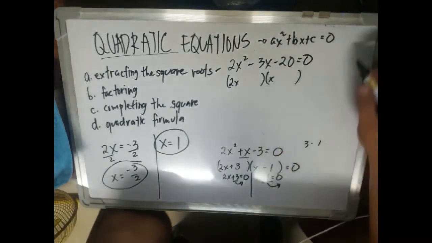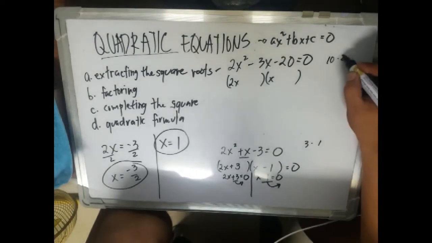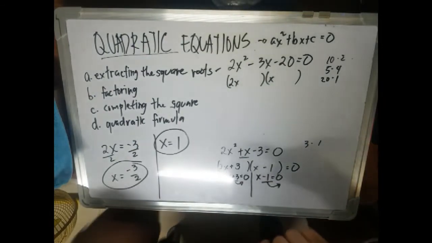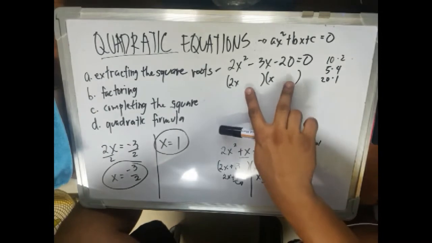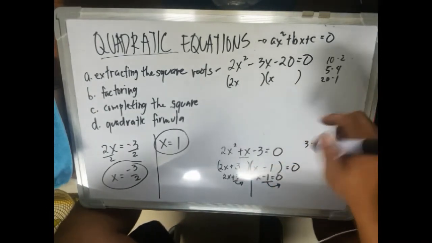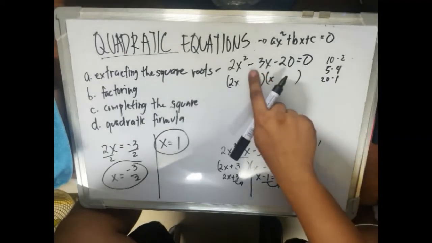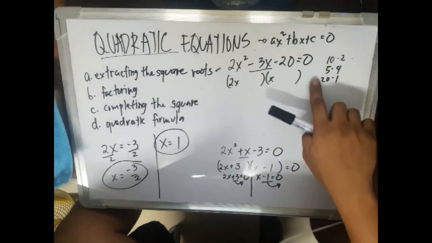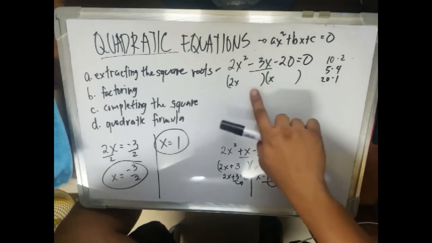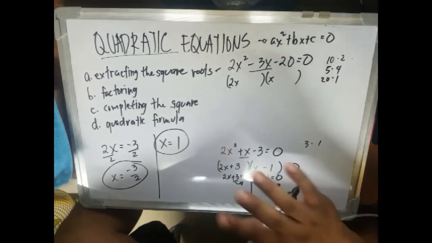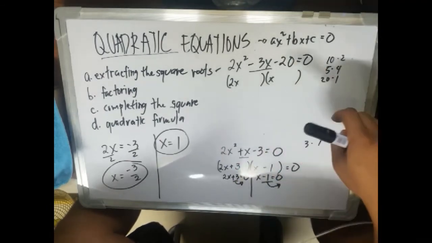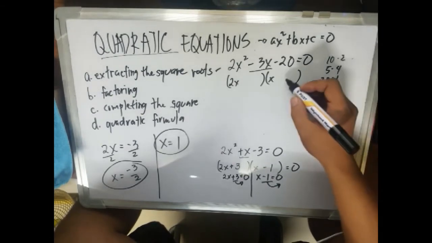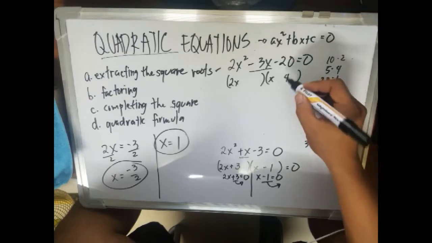Yung 20, madami siyang factor. So, we have 10 times 2, 5 times 4, 20 times 1. Wala na iba. Try natin. Ano ba ilalagay natin dito? Para maging negative 3, halos magkalapit lang yung factors nila. Malabo naman yung 20, pag nilagay yung 20 dito sa isang factor natin, mapapamultiply sa 2, lalong lalaki. And also with 10. So, try natin yung 5 and 4. Where will we put 5 and 4? Try natin yung 4 dito, dito yung 5.